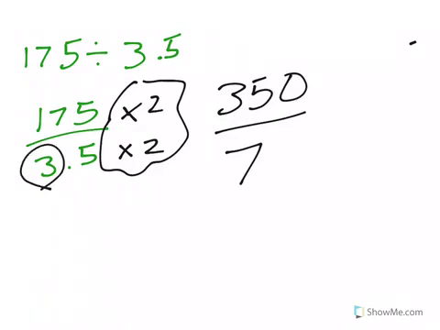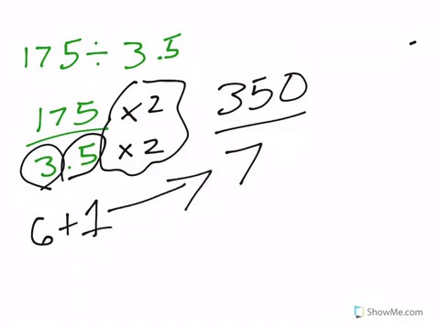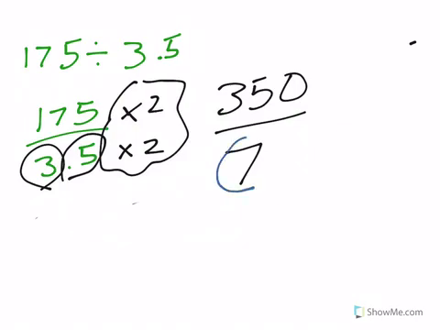I know 3 times 2 is 6. I know 0.5 times 2 is the same as half, right? 0.5 times 2 is half of 1, so that's 1. Put those together, you get 7. So now, what I hope you're seeing is that 7 goes into 35, right?